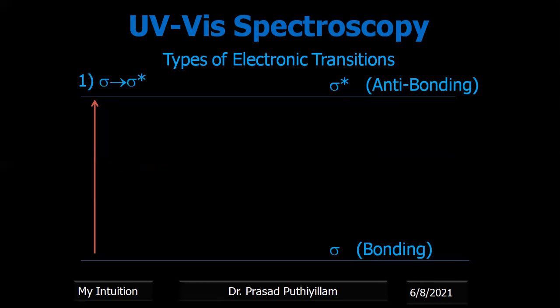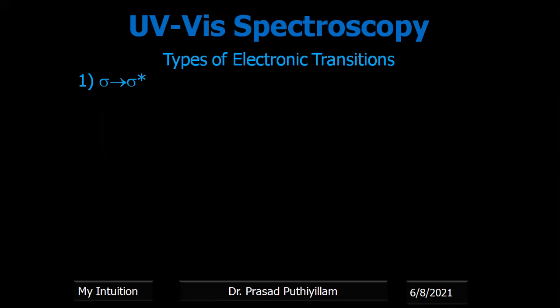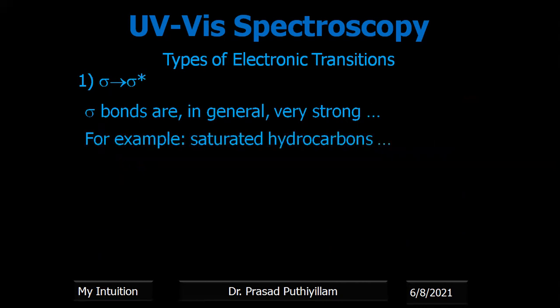We will discuss and explain them one by one. The first one is sigma to sigma star. We know sigma bonds are usually called covalent bonds. They are formed by the mutual overlapping of atomic orbitals. They are very strong, therefore very high energy is required. Very high energy means very low wavelength radiation, or high frequency radiation, is required.